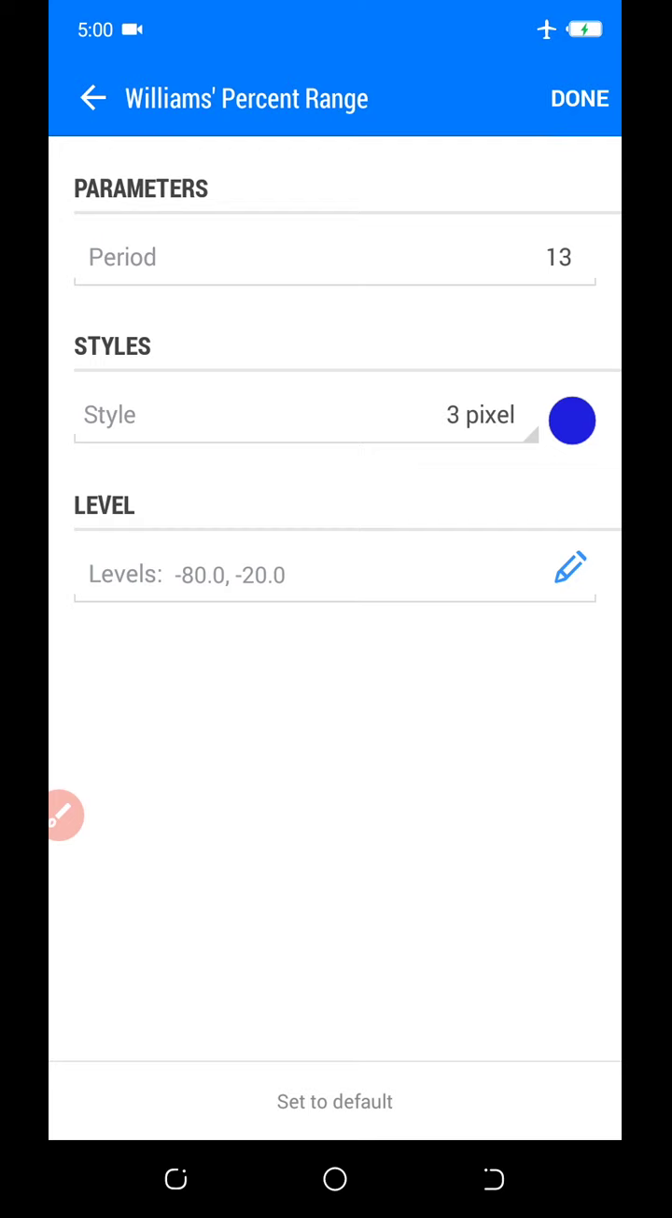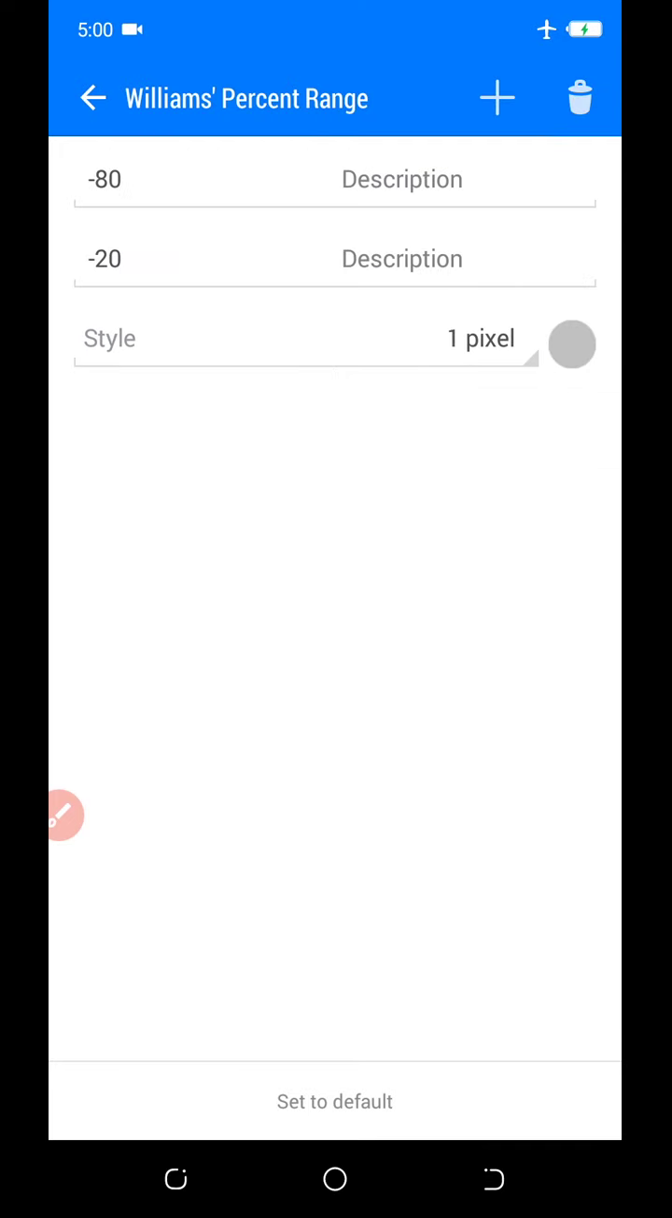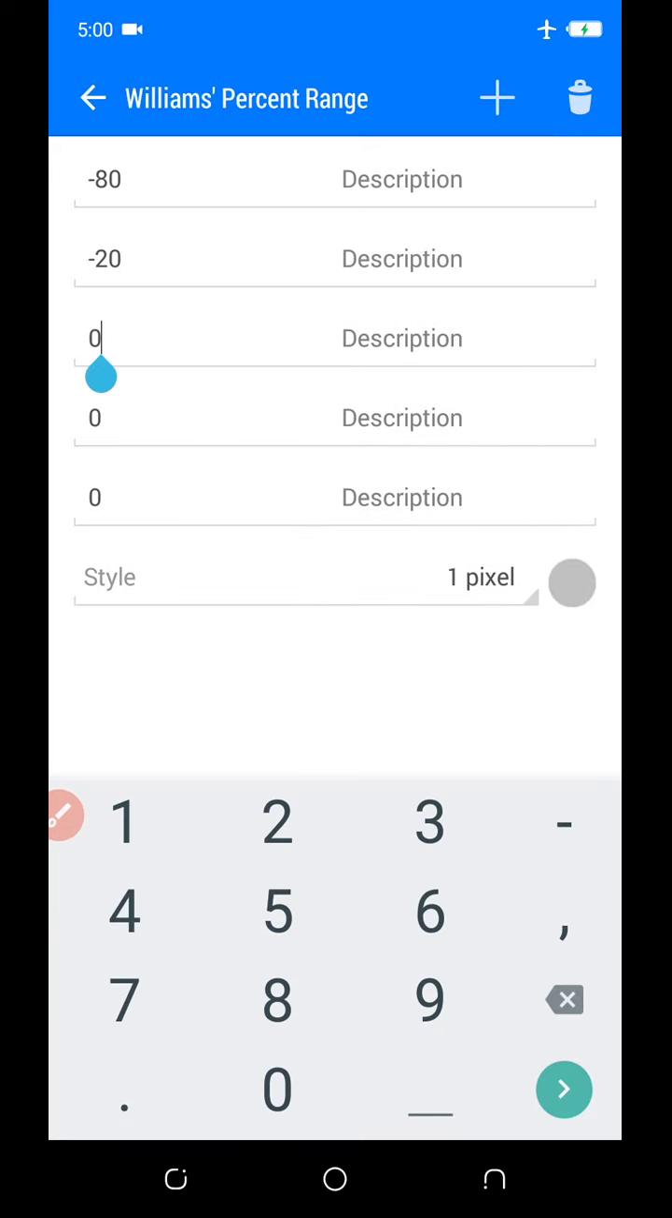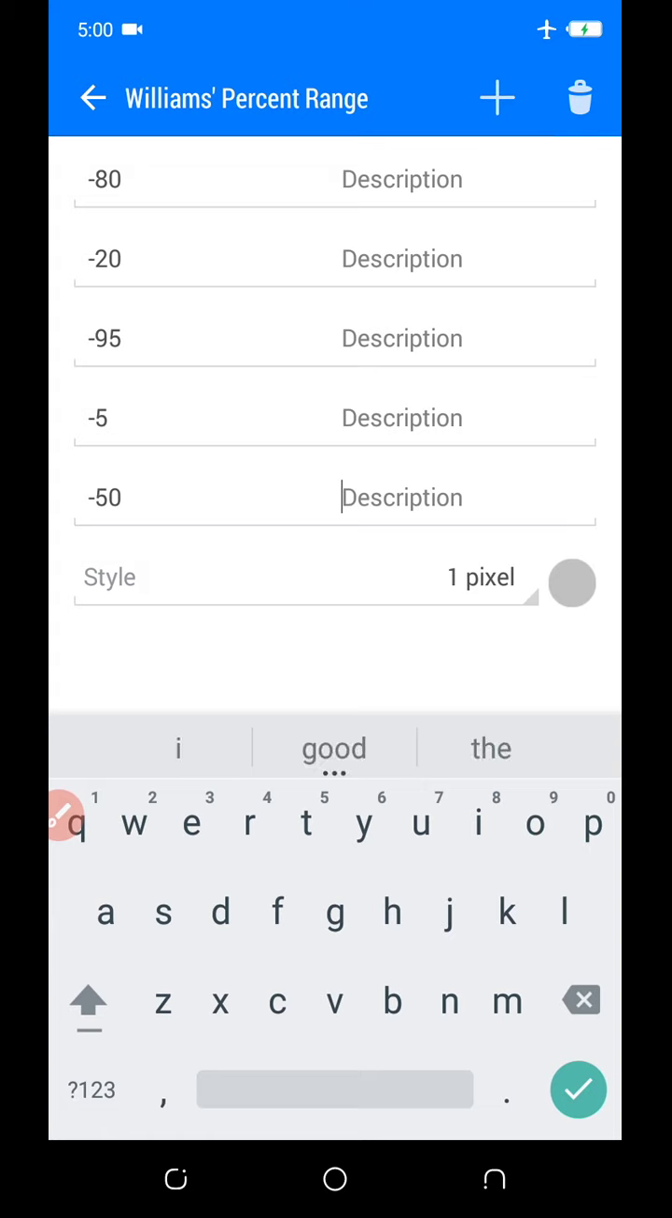Now look at the levels, where it really matters. So this is minus 80. We'll leave it like that. We're just going to add maybe 3. So after minus 80, we're going to have minus 95. We're going to add minus 5. Take note, it's not 5, so that it will show minus. Then we'll have minus 50.